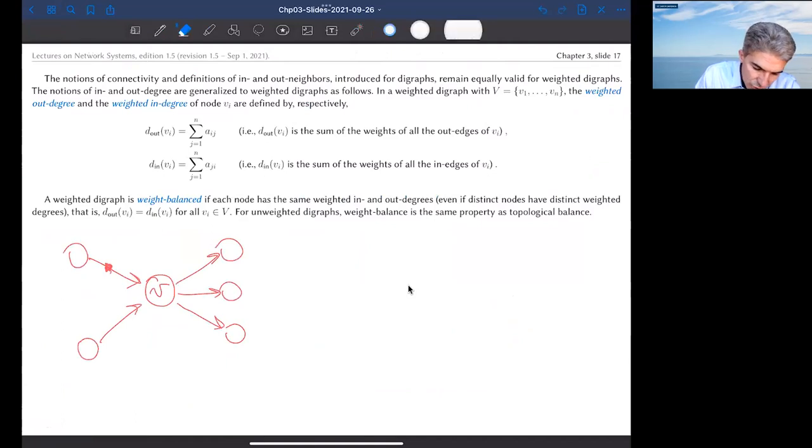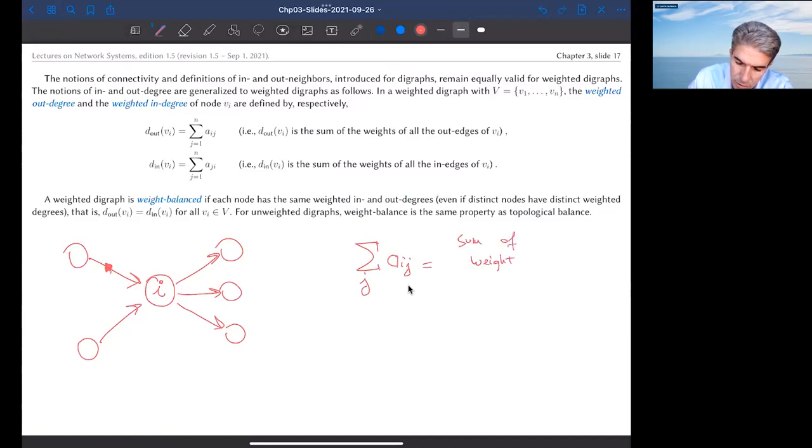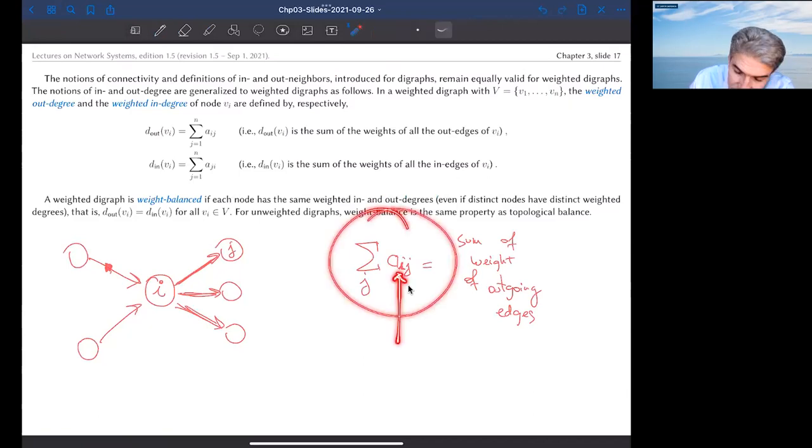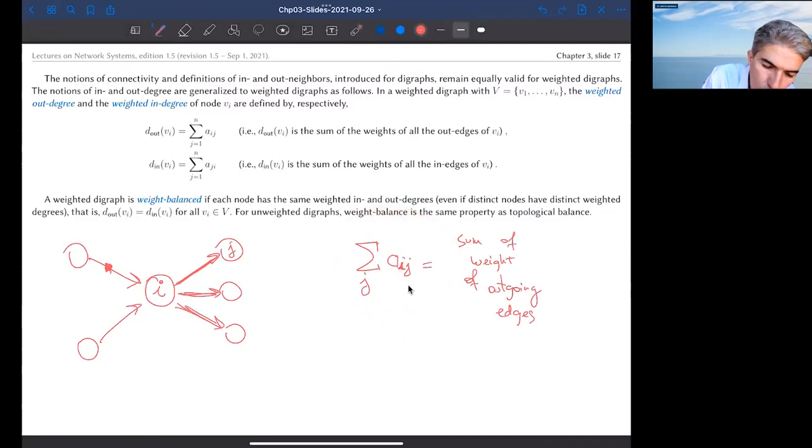So actually, let me slightly change notation. Let's suppose this node is the node I. Then I can sum a I j under j. This is the sum of the weights of outgoing edges, right? Because now the edge is going from I to j, so it's going out. And the reason is because in the sum, the first index here is I. So if I sum a ij, this is called the weighted out degree. This is d out of node I equal to that.